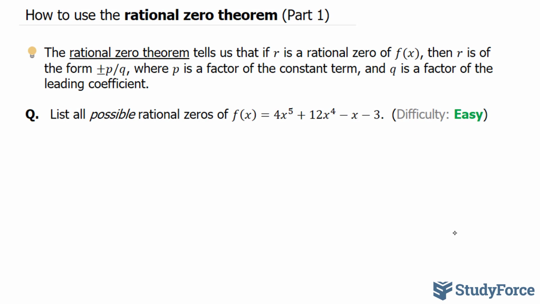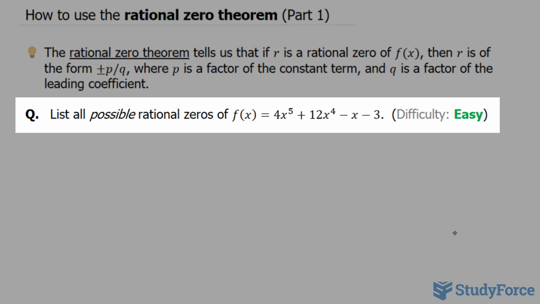In this lesson, I'll show you how to use the rational zero theorem. This is part number 1. The rational zero theorem tells us that if r is a rational zero of f(x), then r is of the form plus or minus p over q, where p is a factor of the constant term and q is a factor of the leading coefficient.